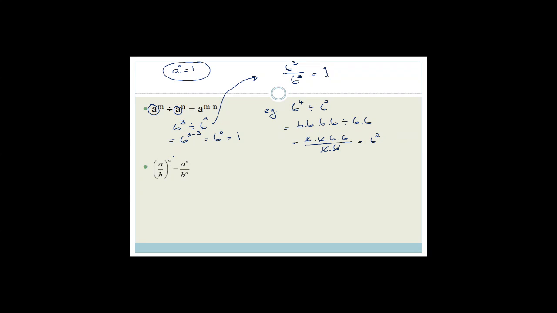Right, and now this law says again that a over b to the power of n is equal to a to the power of n over b to the power of n. Now we already know that if we've got ab to the power of m, then that becomes a to the m b to the m. Okay, so this is extending that, but instead of a multiplication or a product inside the brackets, it's now a division. So for example, if I have 2 over 3 to the power of 4, that would be the same as saying 2 to the power of 4 over 3 to the power of 4. That's all that is doing, is saying that you can multiply that power into the bracket.